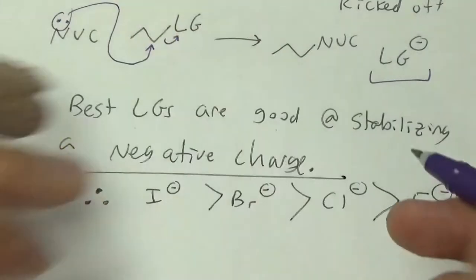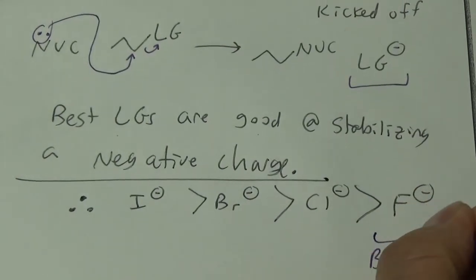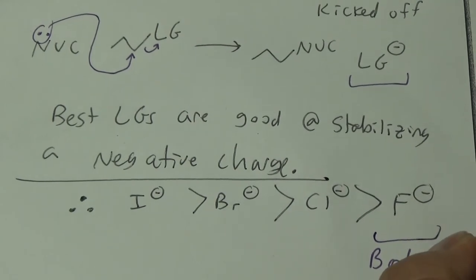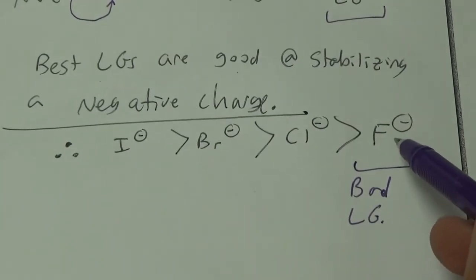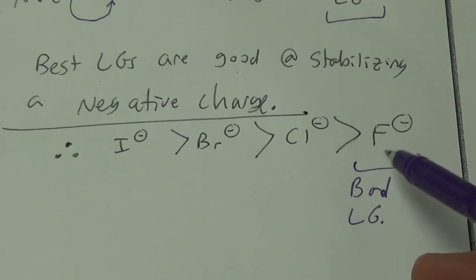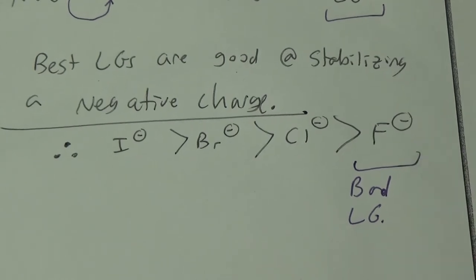F minus is the worst. This is a bad leaving group. And that's due to fluoride being very small with a concentrated charge density. So it's really tiny, and you have a very small area for that negative charge, and that's just generally kind of unstable. So F minus is not a stable thing. Okay.